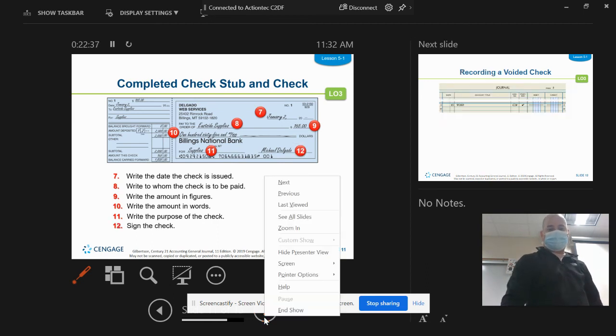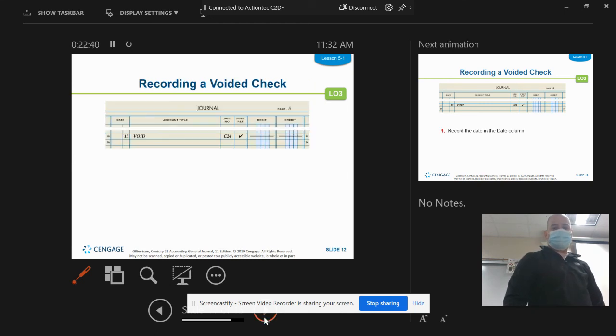Okay, so the next thing I want to talk about is recording a voided check. What is a voided check? What does it mean if I have a voided check? What do you think happened there? Yeah, sometimes I write a check and I'm like, you know what? I'm not going to make that purchase after all. Or let's say I write the check, and for my own personal use, I decide, oh, I think I'll use my debit card instead.